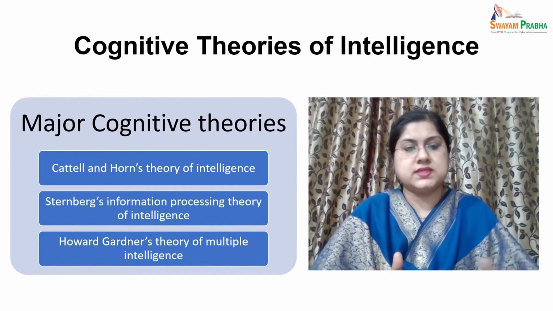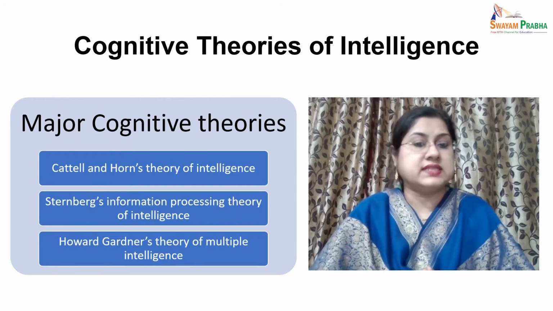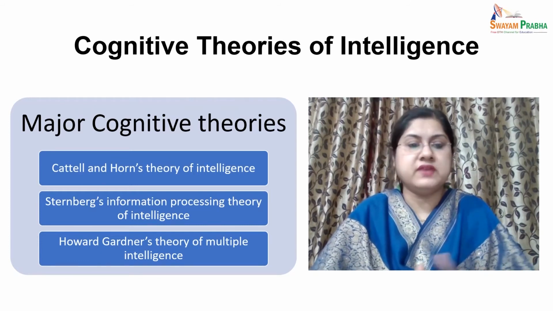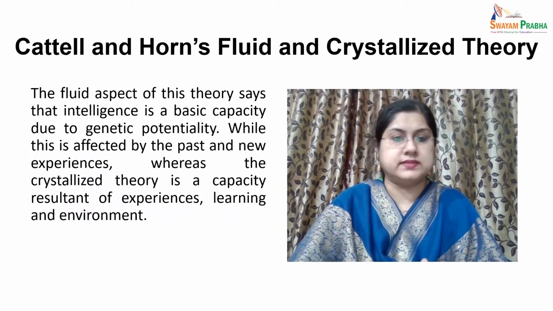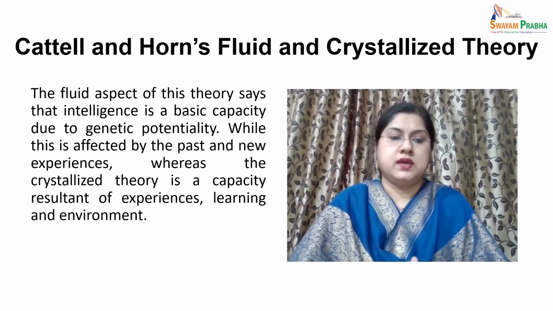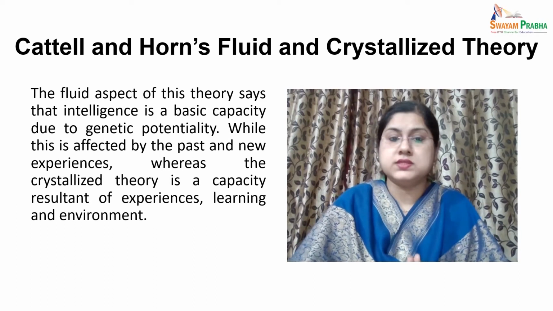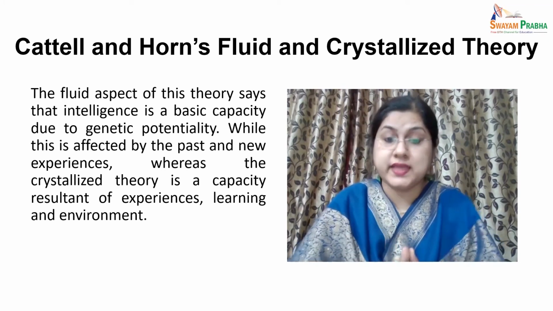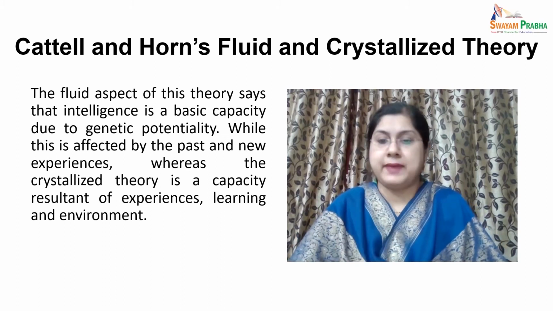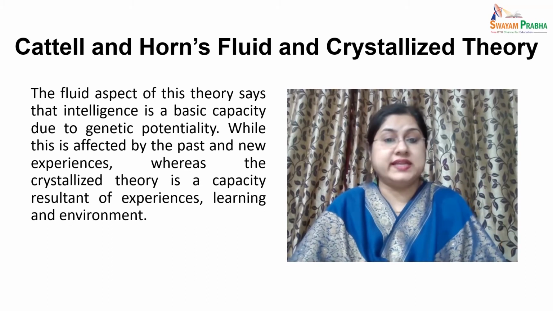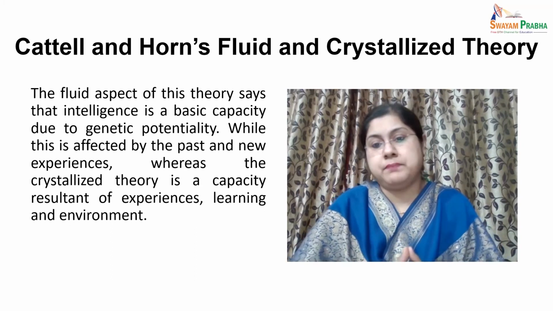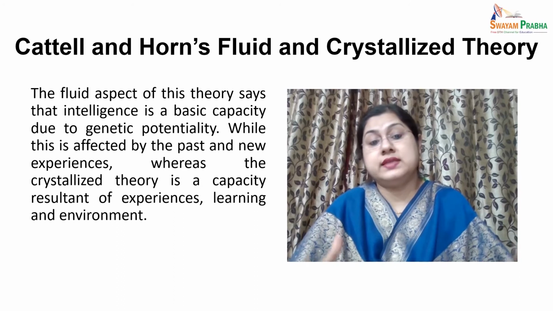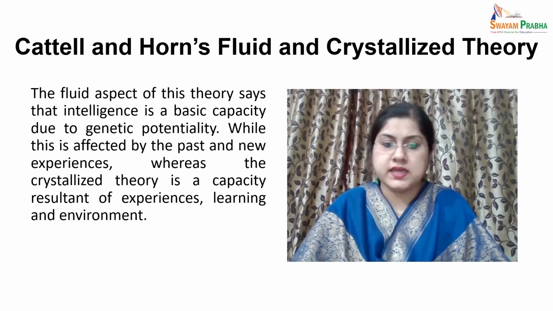So in this lecture we are going to discuss the theory of Cattell and Horn, then Sternberg's information processing theory, and also, in brief, Howard Gardner's theory of multiple intelligence. The first theory to be discussed is Cattell and Horn's fluid and crystallized theory. The fluid aspect of this theory says that intelligence is a basic capacity due to genetic potentiality, while this is affected by past and new experiences. The crystallized aspect is a capacity resulting from experiences, learning, and environment.